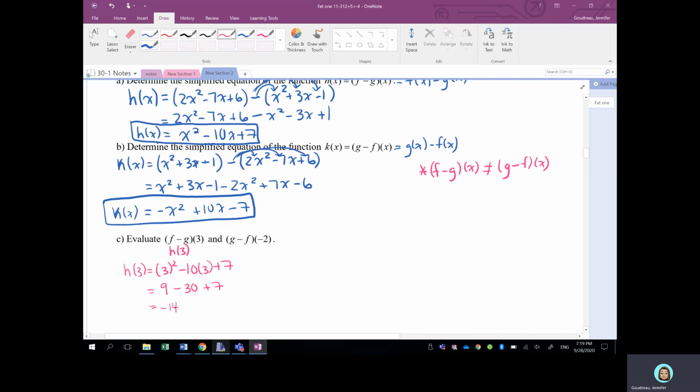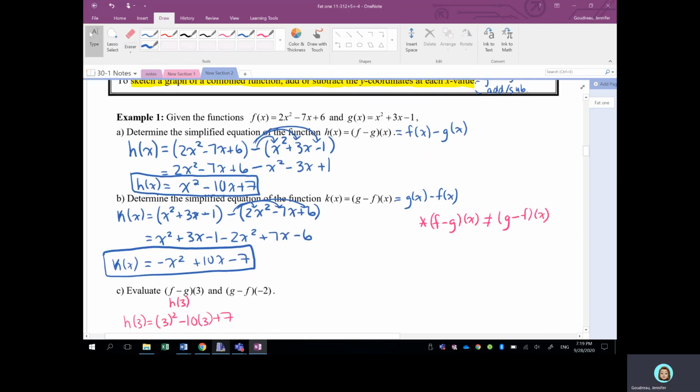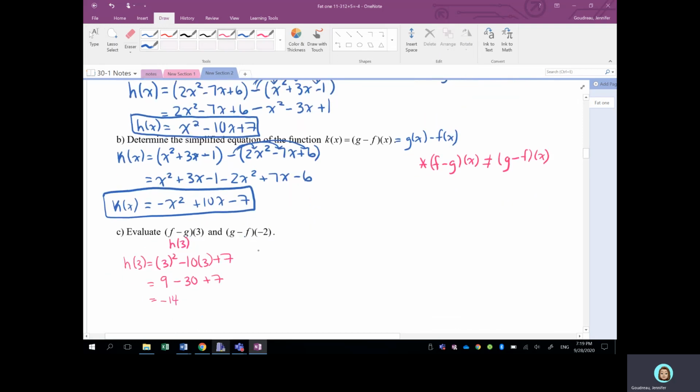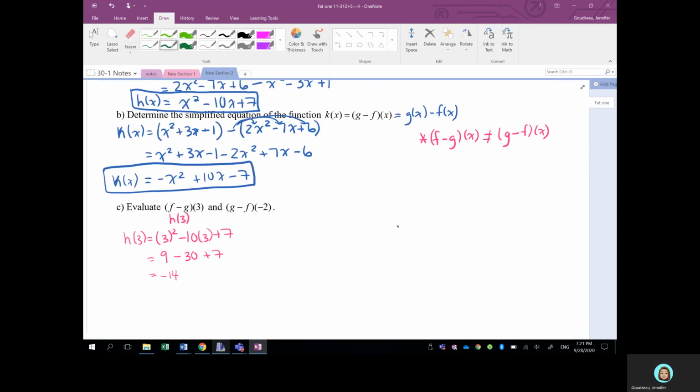The second way to do that would be if we hadn't actually already found h at x. If we were just going from f and g, we could also do it this way. A second way to do this would be if we didn't have the combined function already written. So we already know what h at x is. But if we didn't already write the combined function, we could also calculate it by finding f at 3, finding g at 3, and then subtracting the resulting equation.